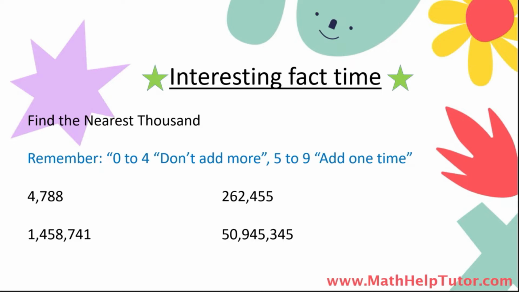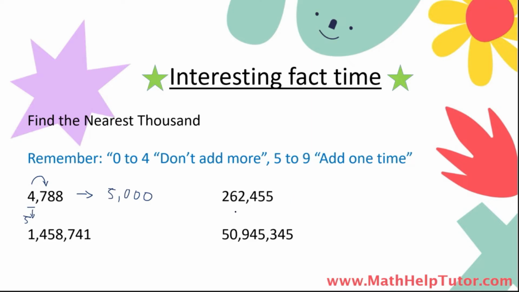Let's consider our first number, 4,788. So we're looking for the nearest thousand. That means this digit in the thousands place. So what we do is we look at the digit to its right, which is 7. And then we look at this rhyme. 0 to 4, don't add more. 5 to 9, add 1 time. So since 7 is between 5 to 9, what we do is we add 1 time to the place that we are rounding. So 4 becomes 5. So now we know that the nearest thousand to our number is 5, and then we convert the rest of the places into 0. So that's our answer, 5,000.